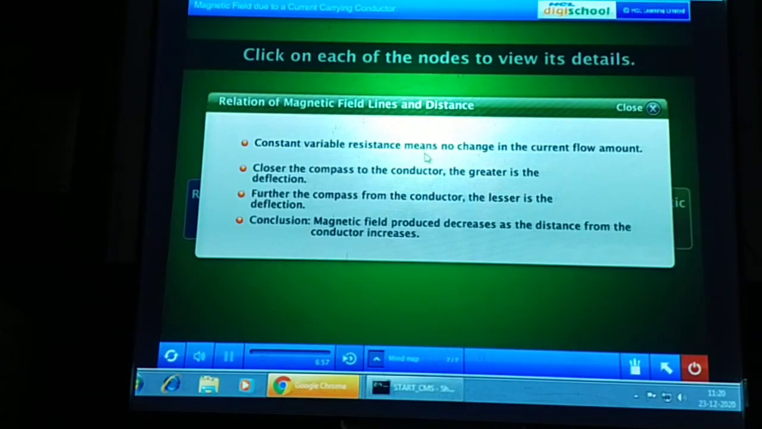Constant available resistance means no change in the current flow amount. Closer the compass to the conductor, greater the deflection. Further the compass from the conductor, the lesser the deflection. Conclusion क्या निकलता है? Magnetic field decreases as distance from the conductor increases.